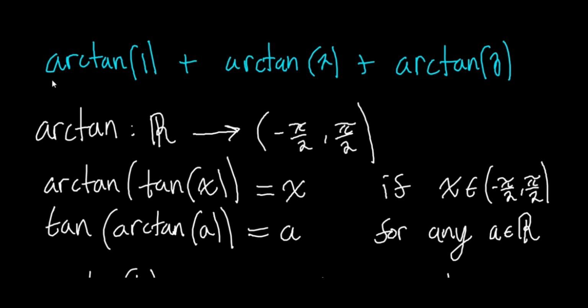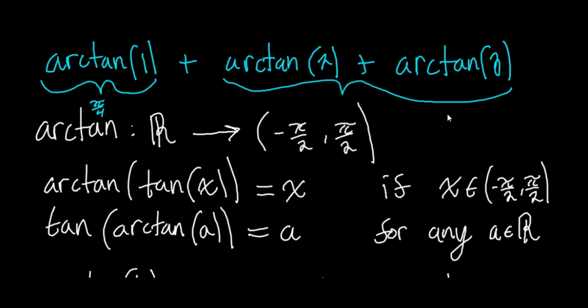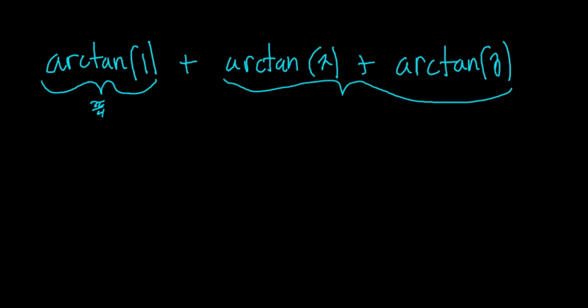In the previous video, we walked through how to determine that the arctangent of 1 is equal to pi over 4. In this video, we're going to determine what arctangent of 2 plus arctangent of 3 is, and then complete this problem of determining the exact value of this sum right here. So let me clear some room.